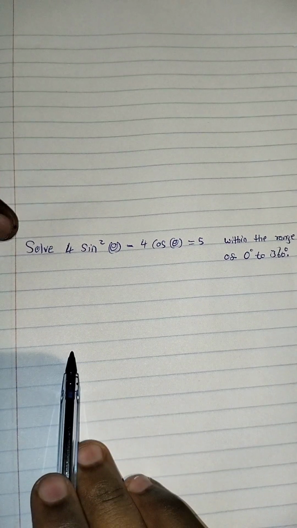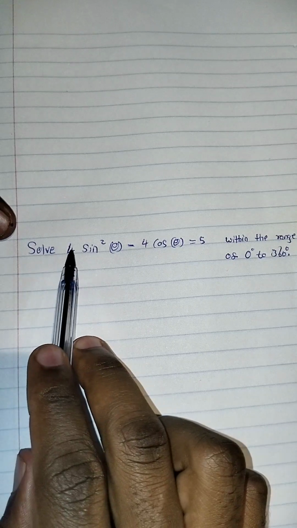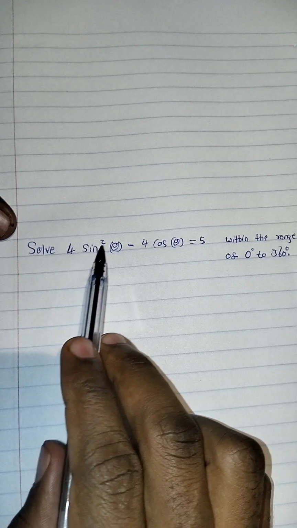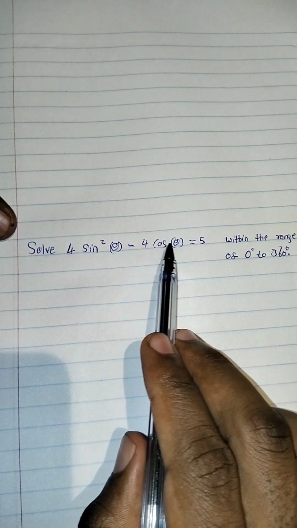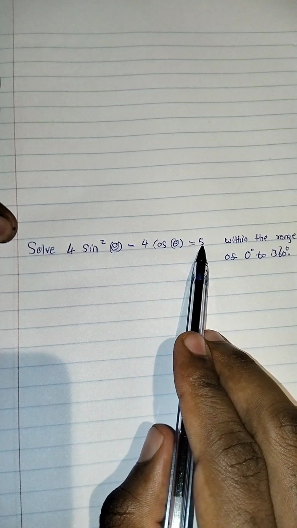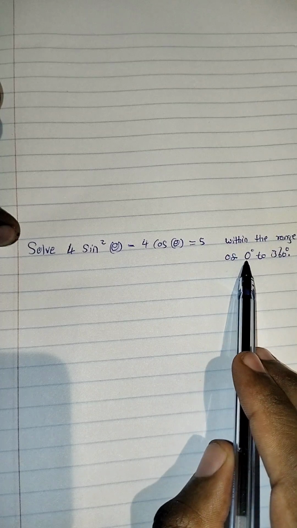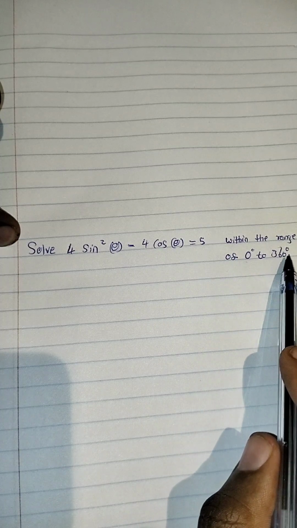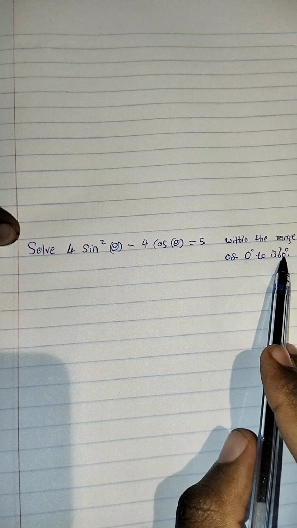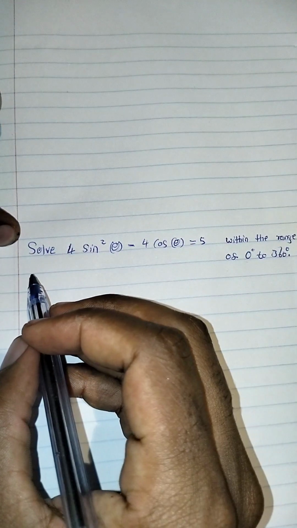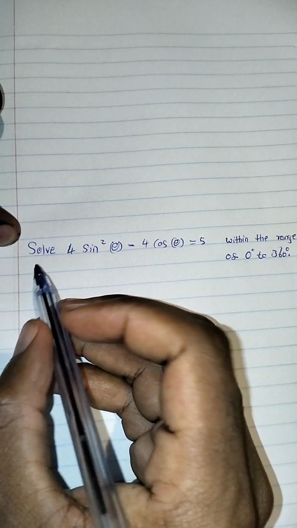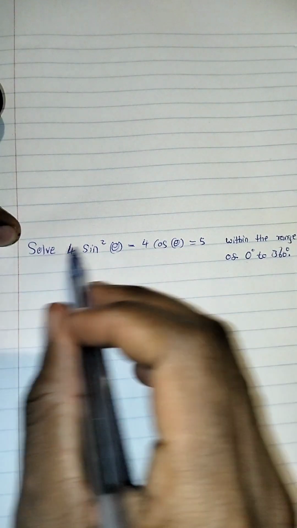My name is Joe, and here we have been told to solve the equation 4 sine squared theta minus 4 cos theta is equal to 5. But now in solving this equation, we have been told that the range should be within 0 and 360 degrees. Now, first of all, I want to bring out a method that we use in solving such mathematics.